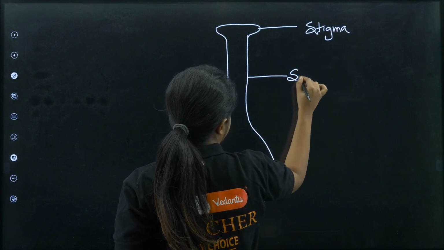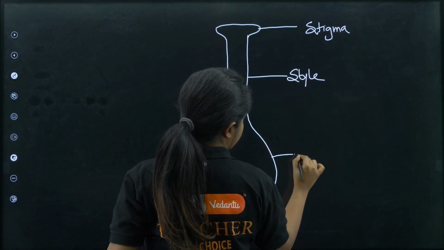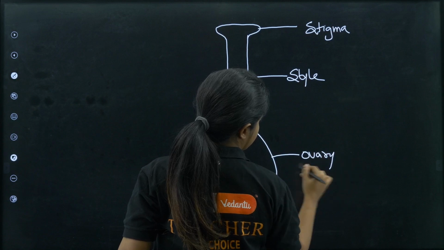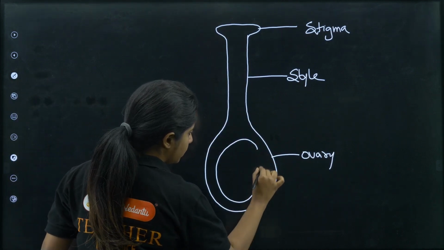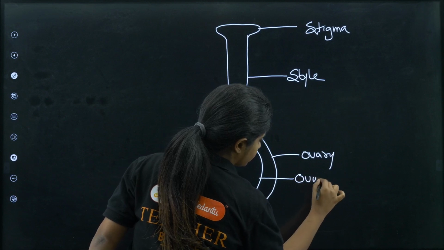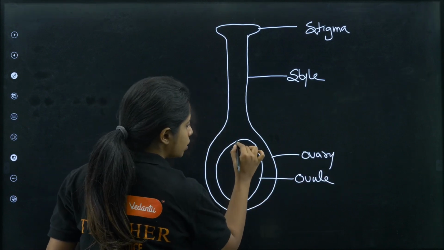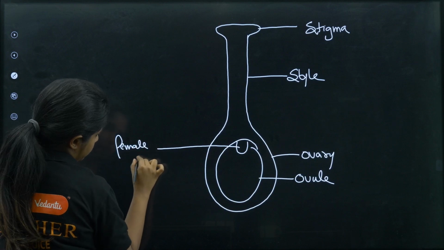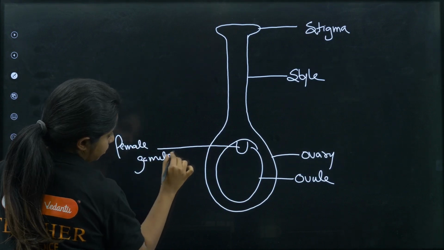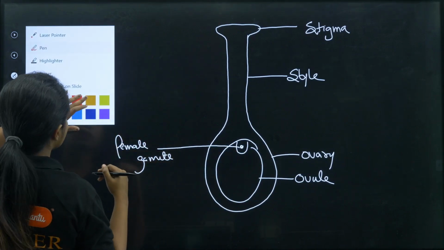This is the stigma, this is the style, and this is the ovary. Inside the ovary, what do you have? You have the ovule. Inside the ovule, what do you have, children? You have the female gamete. But it's not just the female gamete, there are other cells also.